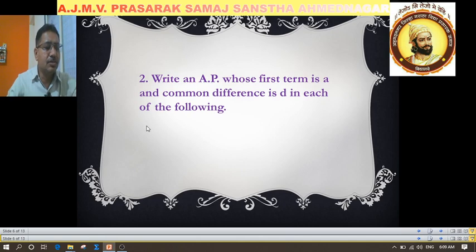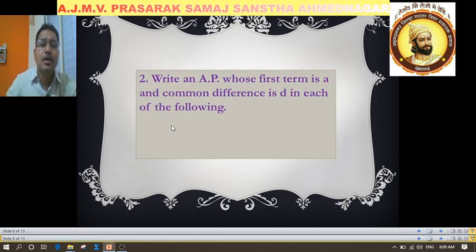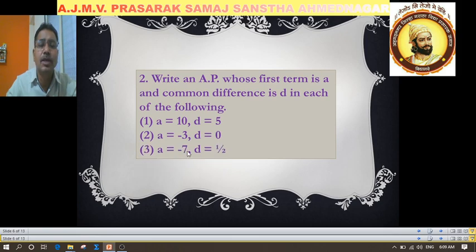Now second question of the practice set 3.1, write an arithmetic progression whose first term is A and common difference is D in each of the following. First A is equal to 10, D is equal to 5, second A is equal to minus 3, D is equal to 0, third A is equal to minus 7, D is equal to half. Now consider one by one.